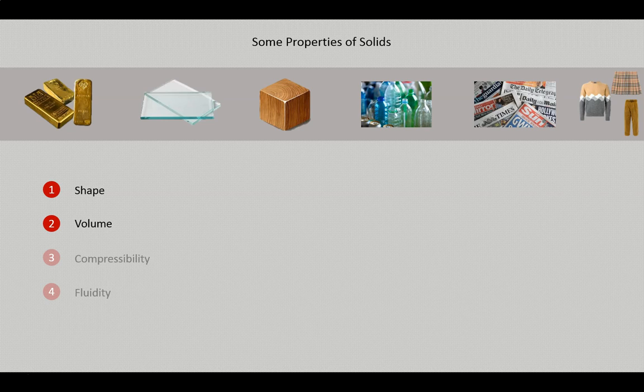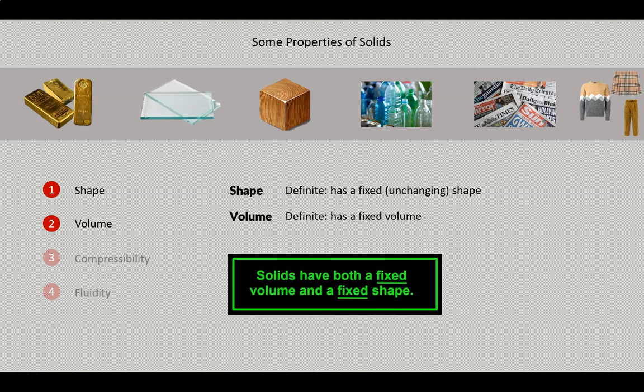Shape and volume are described in this way in a textbook. The shape of solids is definite. That is, it has a fixed or unchanging shape, and volume is also definite. It has a fixed volume. In a similar manner, here's a definition found online. Solids have both a fixed volume and a fixed shape.